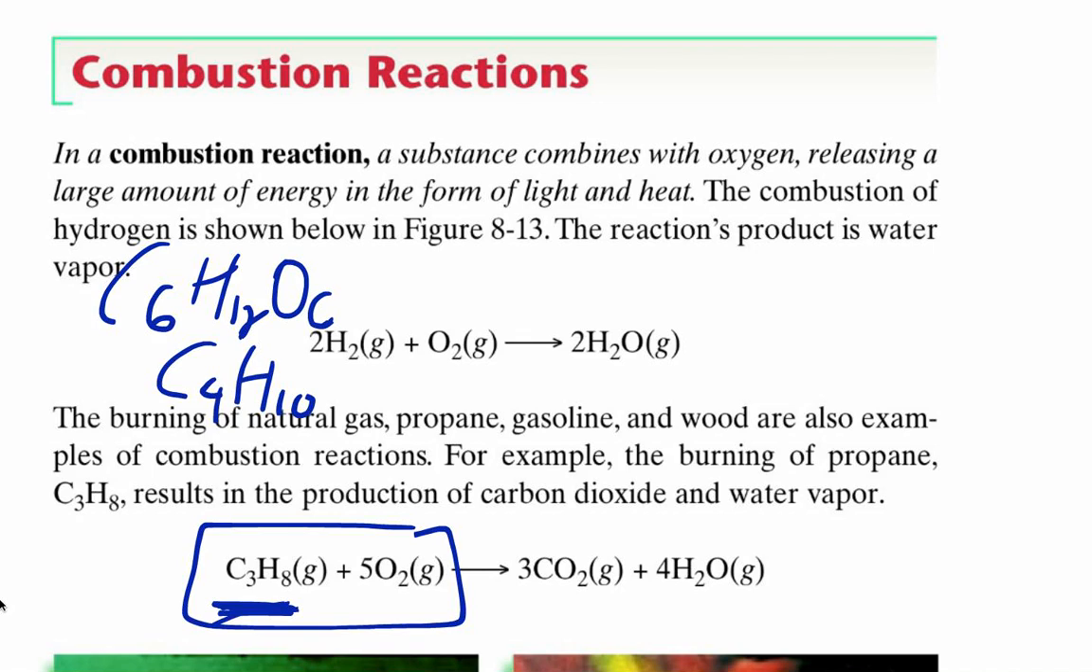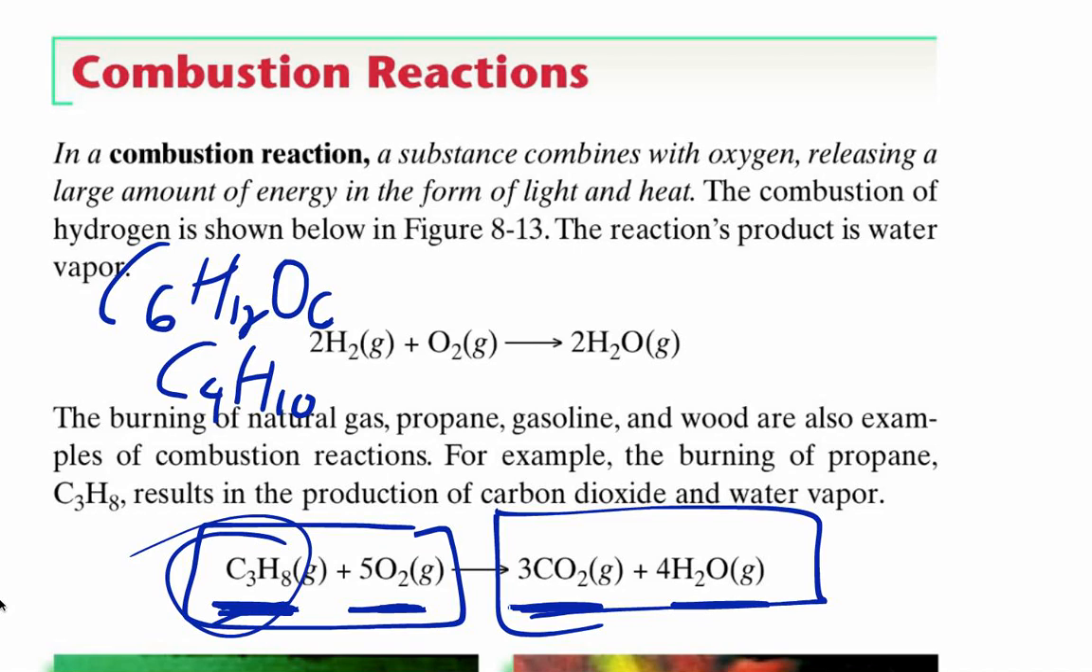Any type of carbon compound will burn in the presence of oxygen to form these two products, primarily, if we have complete combustion. Now, if we have incomplete combustion, we could form carbon monoxide or some soot, but in complete combustion, if we have enough oxygen, then we'll form CO2 and water in every type of combustion reaction of a carbon compound.